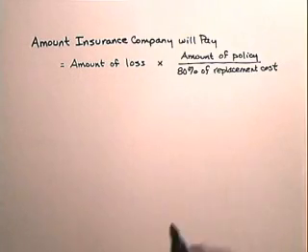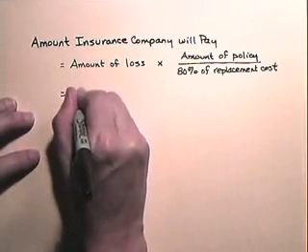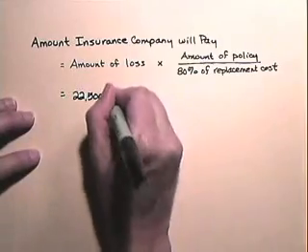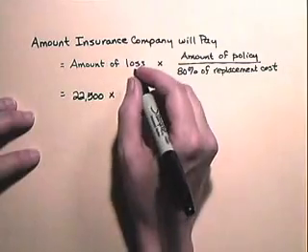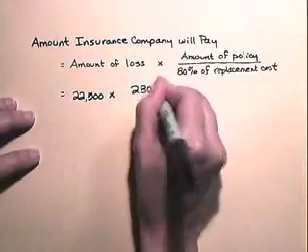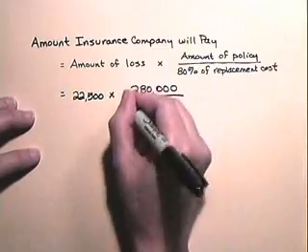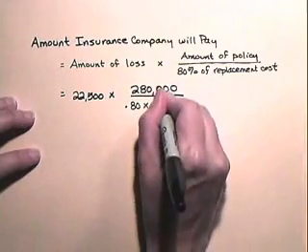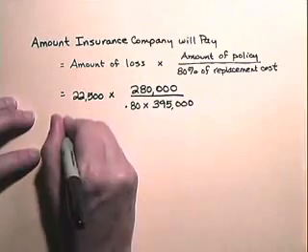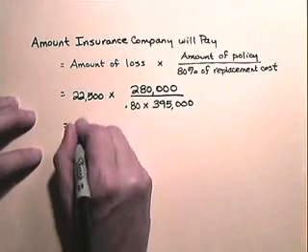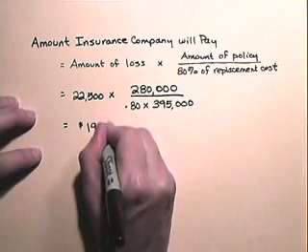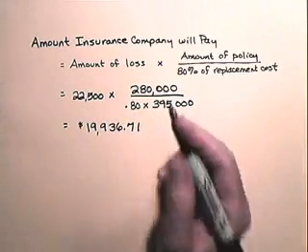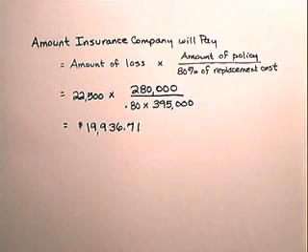So the amount that the insurance company will pay will be $22,500 multiplied times the amount of the policy, which is $280,000, divided by 80% of the replacement cost, which is $395,000. This value is $19,936.71. So in the event of this fire, the insurance company will pay $19,936.71.